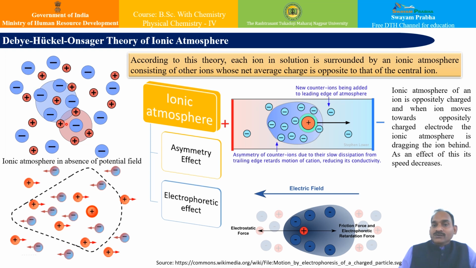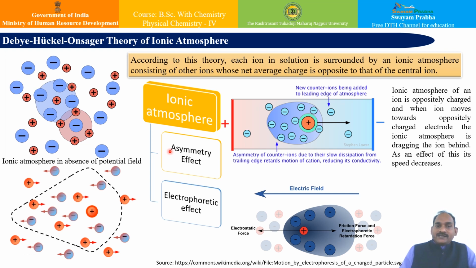So Debye and Huckel showed that these effects are due to two factors mainly. The first factor is the relaxation of ionic atmosphere due to an applied potential, which is called the asymmetry effect, and the second is the electrophoretic effect. So if I want to understand the asymmetric effect, what is asymmetric effect?